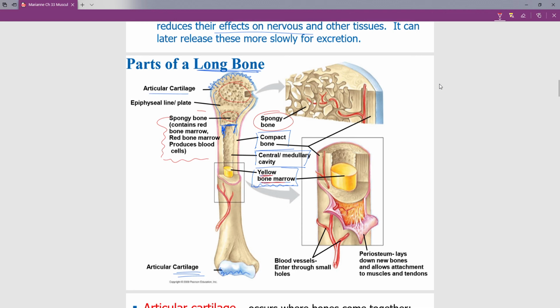Moving on from these different components of the bone would be the outer layer. The outer layer of your bones is called the periosteum. Basically, the periosteum helps lay down new bone and also allows for attachment from muscles to tendons. You remember I said ligaments go bone to bone, where tendons go muscle to bone. And so that periosteum is what allows tendons from your muscles to attach to your bones.